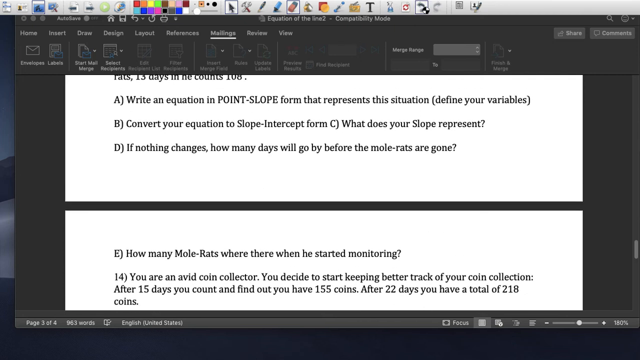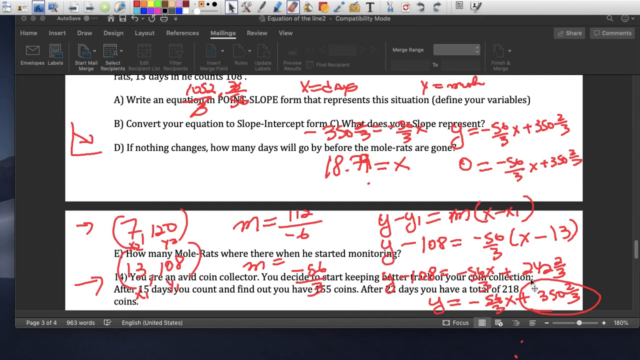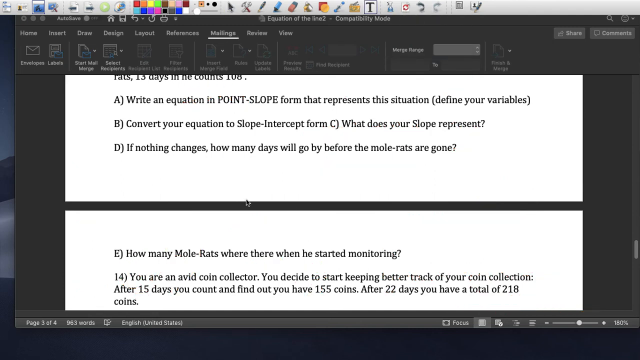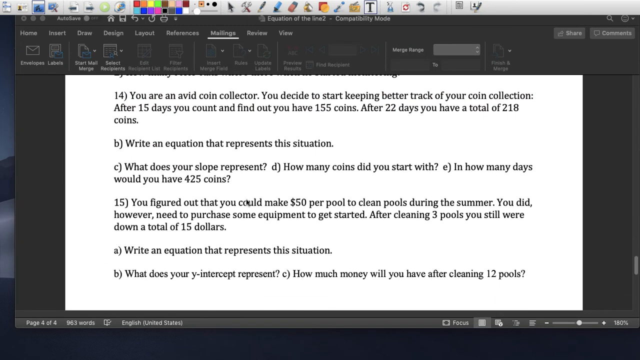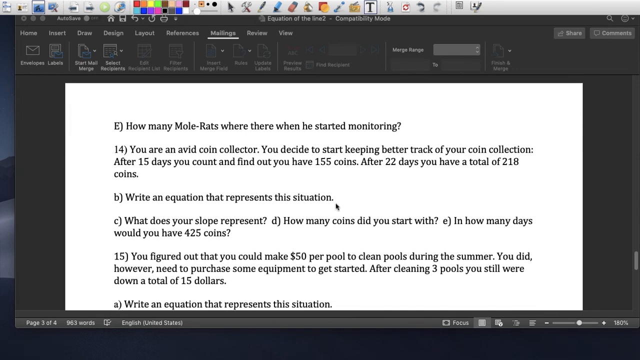And how many mole rats were there in the beginning? 350 and 2/3, or 351 actually. Nice question. 14, 2 more questions, yay.